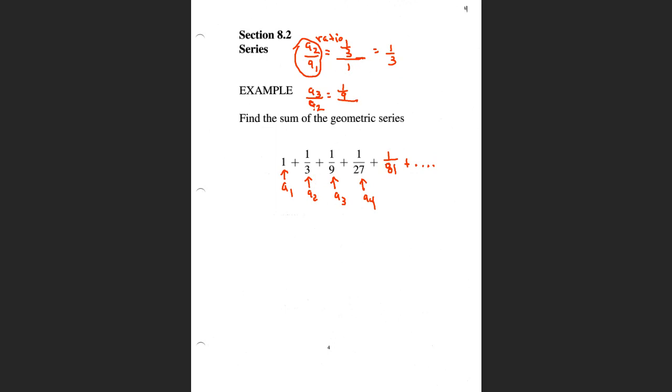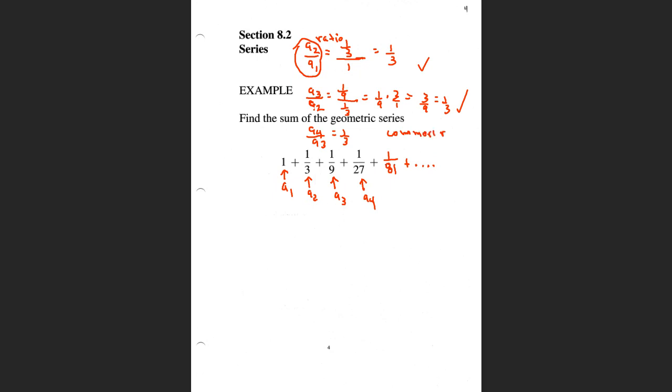So a third, a ninth. And if I divide a ninth by a third, that'll equal 1/9 times 3 over 1. You multiply by the reciprocal when you divide fractions. That's going to get you 3 over 9, which is a third. And incidentally, if you were to take the fourth term and divide it by the third term, you would again get a third.